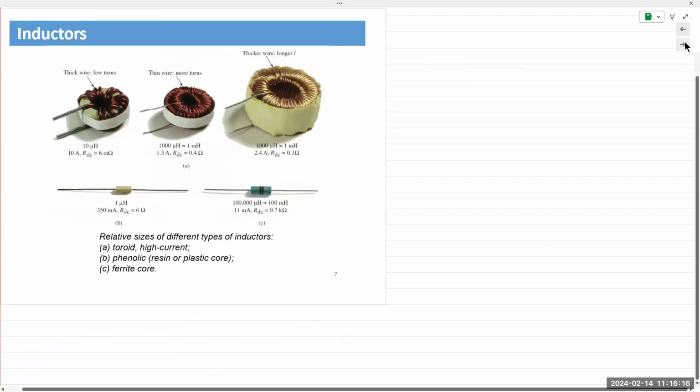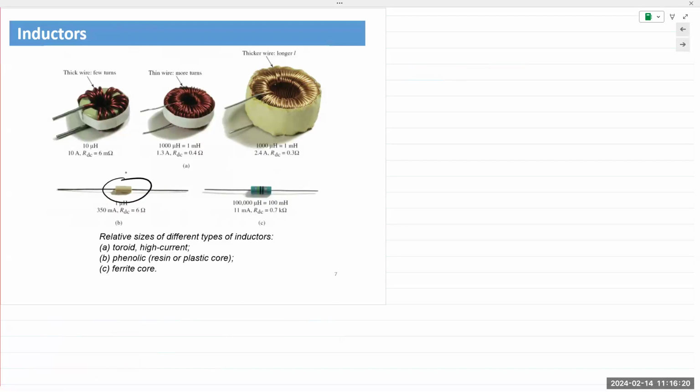Some examples of real-life inductors. These are about the same size or similar size as resistors. And the ones in the top row are in the shape of a toroid, so they are known as toroidal inductors.